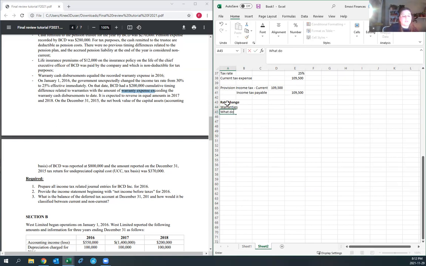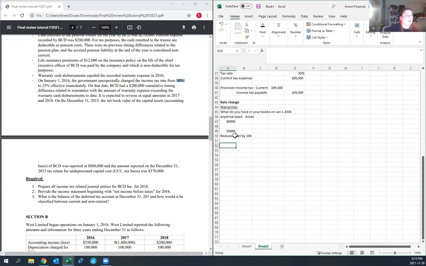So what do you have in your books on January 1st, 2016? Because your expense is greater than what you paid, you have an asset account in your books. The amount of that asset account is 200,000 times 30%. So that's your old tax rate. The amount that we want now that it changed to 25%, we want 200,000 times 25%. So we want 50,000. So that means that we're going to come and reduce your asset by $10,000. Okay, so reduce asset by 10K.